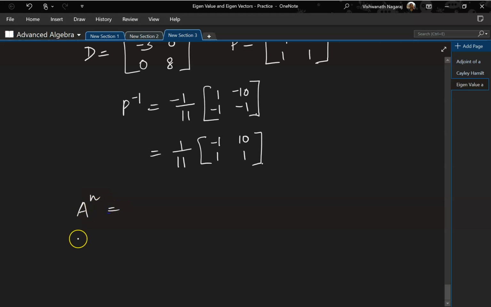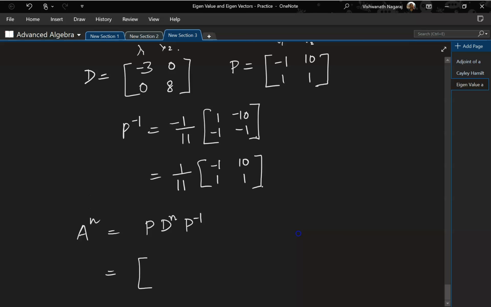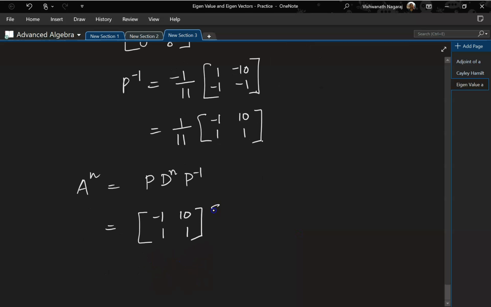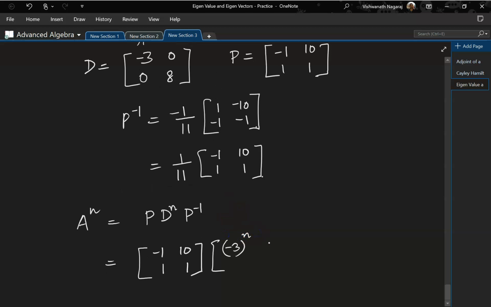A to the power of n is equal to P D to the power of n P inverse. Now it is pretty straightforward. P is [[-1, 10], [1, 1]]. D is going to be [[(-3)^n, 0], [0, 8^n]]. And finally, [[-1, 10], [1, 1]] is the P inverse.